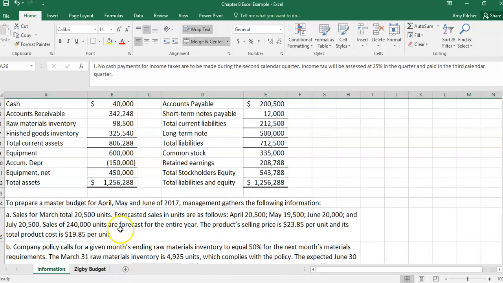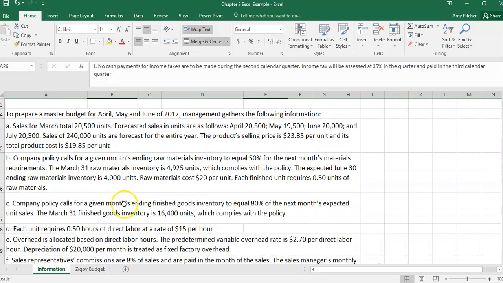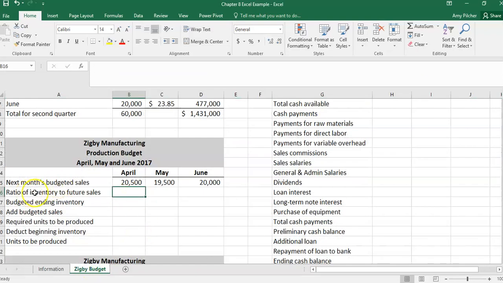We're going to go back to our information and we read C here. Company policy calls for a given month's ending finished goods inventory to be equal to 80% of the next month's expected sales. On March 31st, our finished goods inventory is 16,400 units. Okay, so our ratio is 80% or 0.8. And we can leave that as 0.8 or we can change it to 80%.